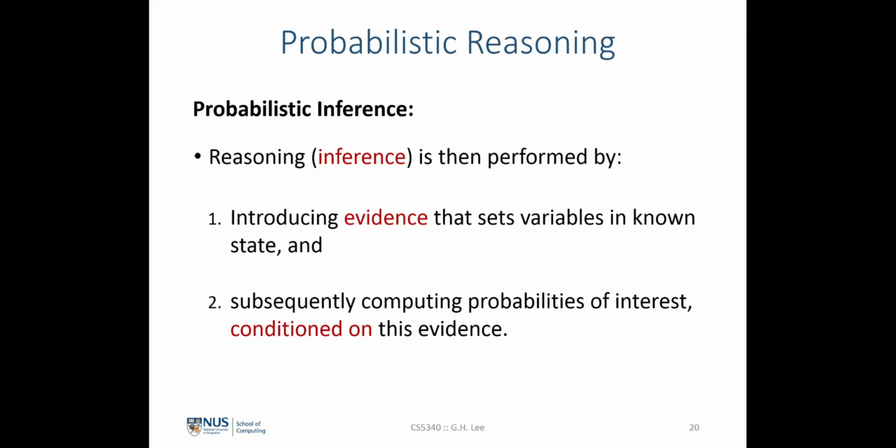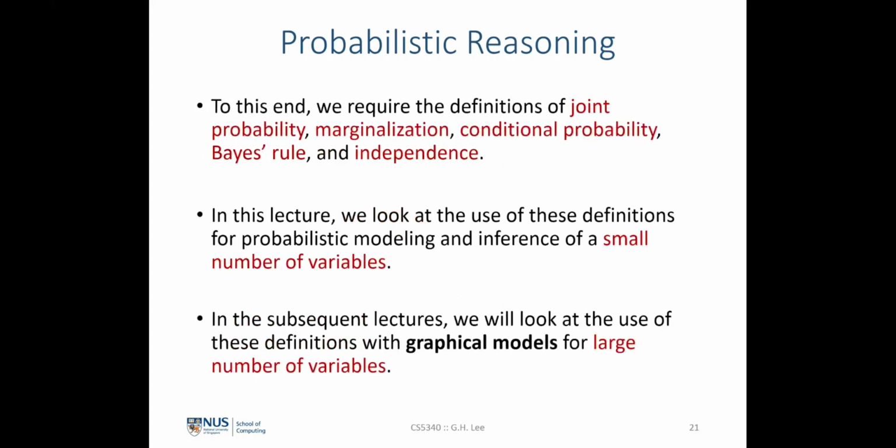And once we have the model, or the probabilistic distributions of all the random variables, we'll then look at how to do probabilistic inference or probabilistic reasoning by introducing evidence that sets some of the random variables in a known state and subsequently computing the probabilities of interest conditioned upon this evidence. We'll call these conditional probabilities, which we will define later. And so to this end, we require the definitions of joint probability, marginalization, conditional probability, Bayes rule, and independence, which we will now look at in closer detail.